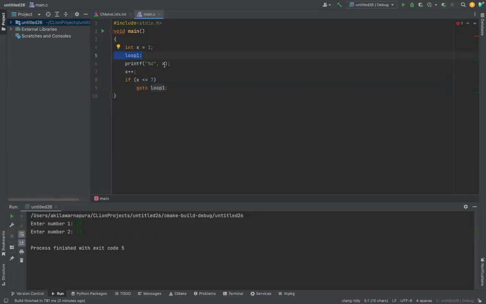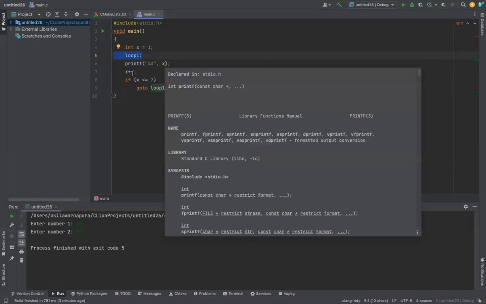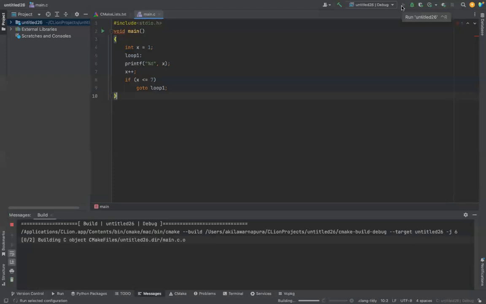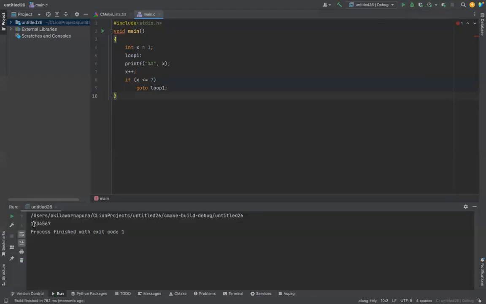Print x value. X value is 2. Again, increment by 1, 3. Yes, 3 is less than 7. Again, jump. Likewise, this now looks like a loop, and it prints up to 7. Once it comes to 8, the condition is false. Therefore, it never goes to the loop and terminates. So we can run this program. We can see 1, 2, 3, 4, 5, 6, 7. So it acts as a loop. I think you got this one properly.